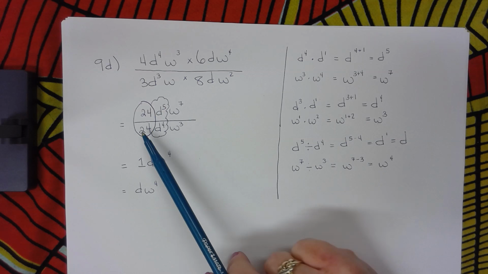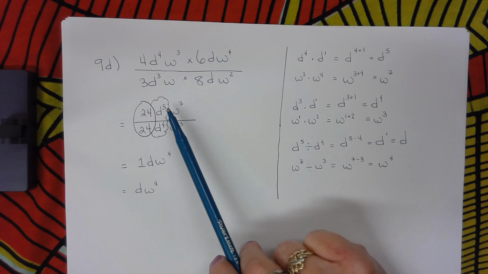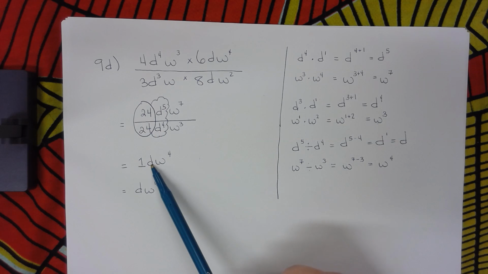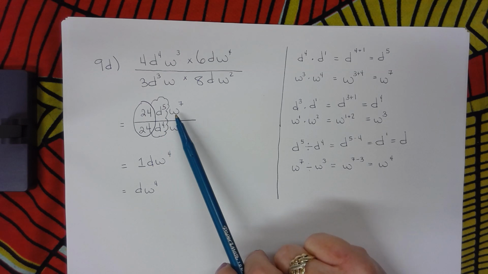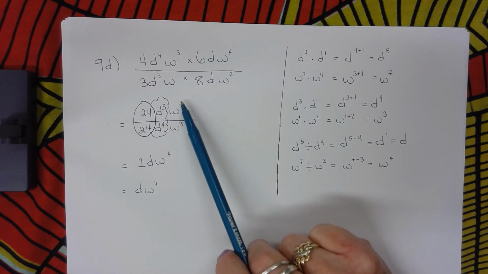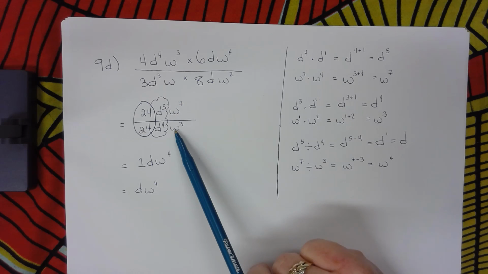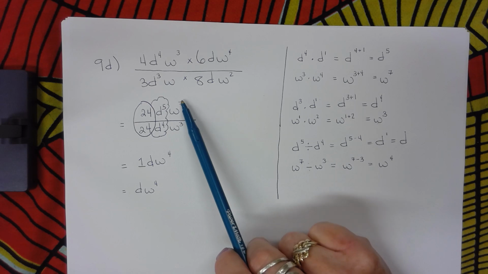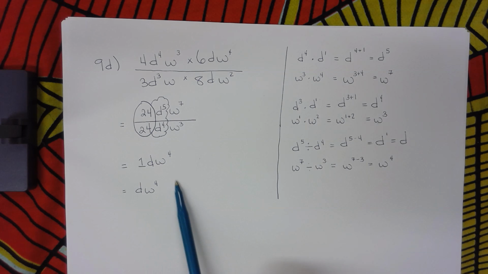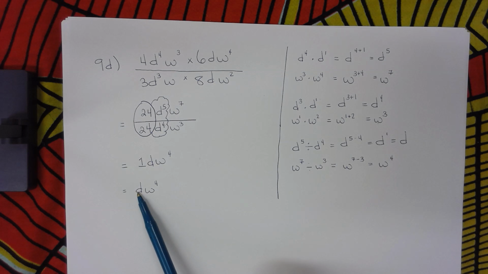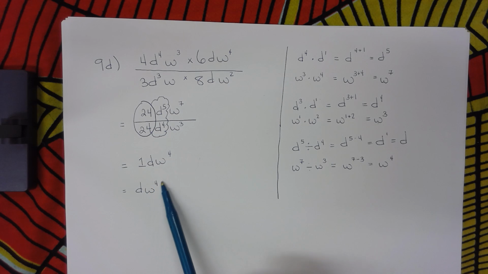So we divided 24 by 24 and got 1. We divided d to the exponent 5 by d to the exponent 4 and got d, because remember, you subtract the exponents when you divide. And then we had w to the exponent 7 divided by w to the exponent 3. So 7 subtract 3 became 4. And so then we were done with d times w to the exponent 4. That's as simplified as we can make that question.